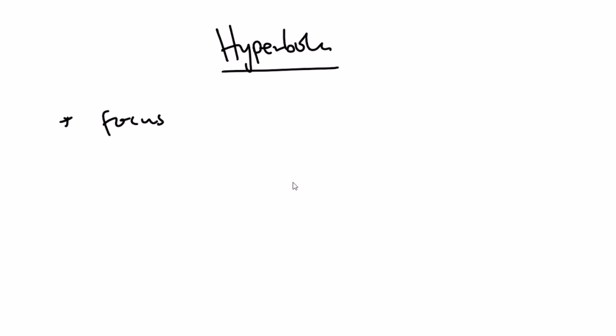Then the line containing the foci is called the transverse axis. It's called what? The transverse axis. The graph is made up of two parts called branches. Each branch intersects the transverse axis at a point called the vertex. Now, let me give you a diagram that represents what I'm talking about here.